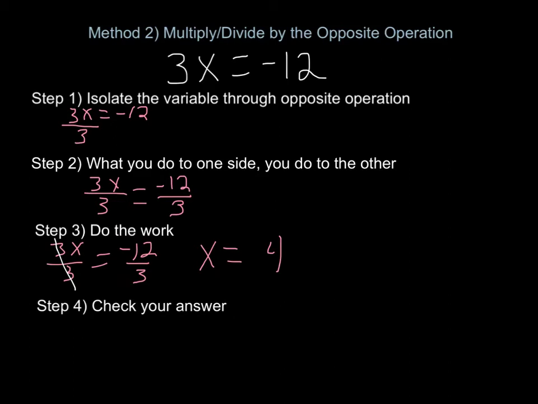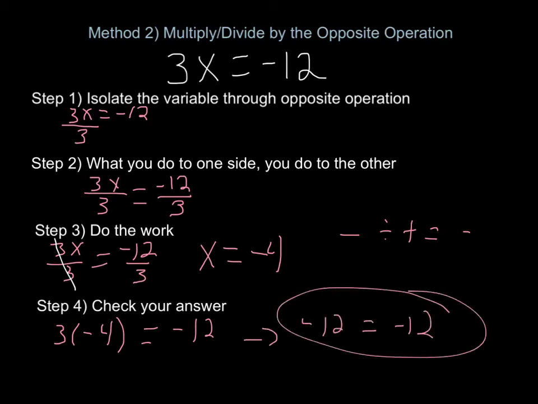A negative divided by a positive is going to be a negative because they're different signs. So our answer is negative 4. We could just check our answer again, like before. 3 times negative 4 equals negative 12. Negative 12 equals negative 12. We've got our answer. So either one will work for this method.